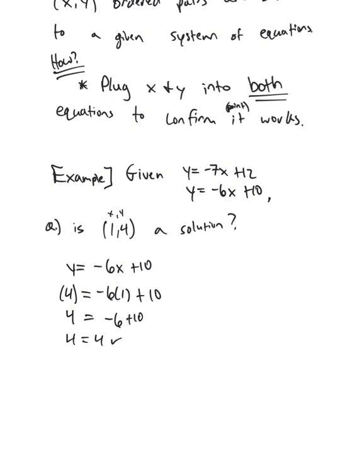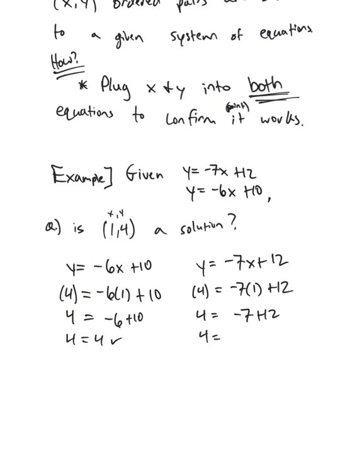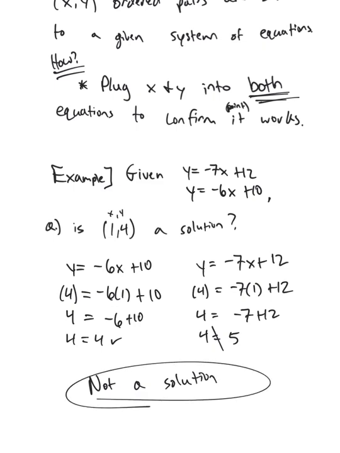So it works for that equation. We did say we need to check both equations. Let's make sure it works for the second equation, negative 7x plus 12. Again, substituting 4 for y and 1 for x. Is this statement true? Does 4 equal negative 7 plus 12? Does 4 equal 5? No. That's not true. So this point was a solution for one equation, but not the other. So this point (1, 4) is not a solution.